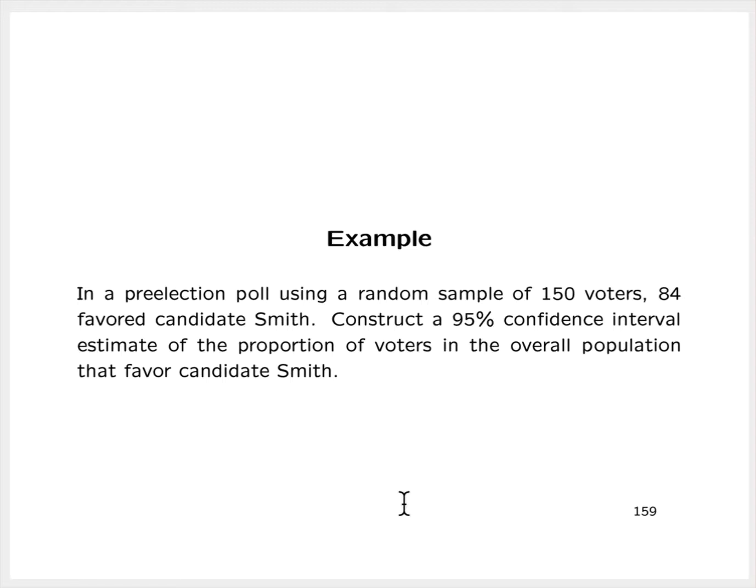So let's look at another example. In a pre-election poll using a random sample of 150 voters, 84 favored candidate Smith. Construct a 95% confidence interval estimate of the proportion of voters in the overall population that favor candidate Smith.